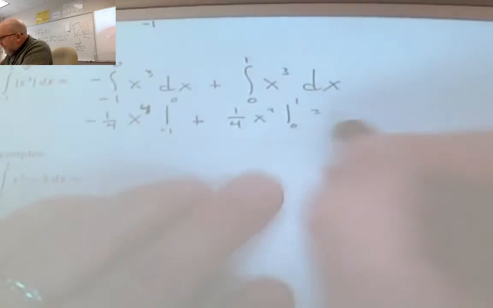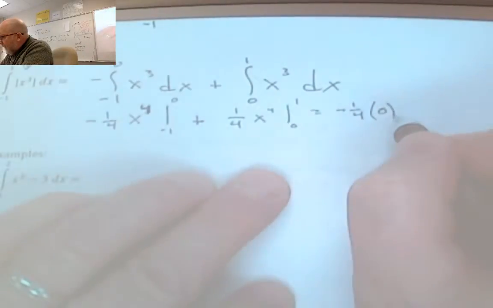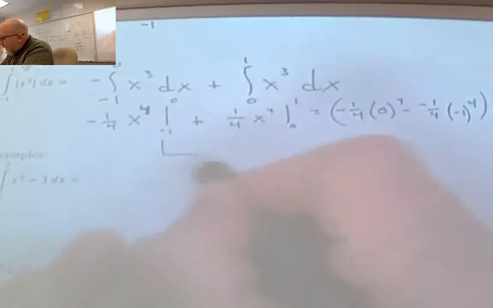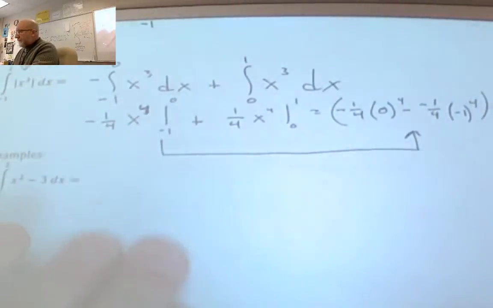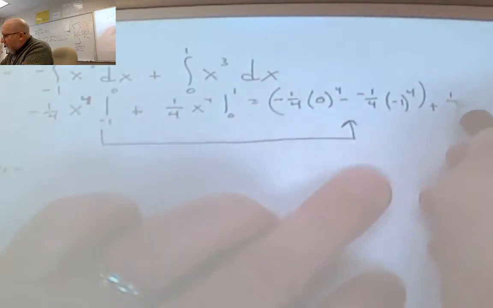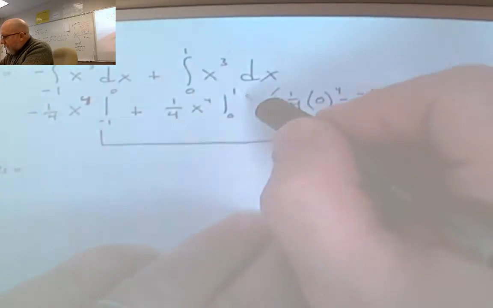Which gives me a -1/4 times 0 to the 4th minus a -1/4 times -1 to the 4th. That's this one right here. Plus 1/4 times 1 to the 4th minus 1/4 times 0 to the 4th. That's this one right here.